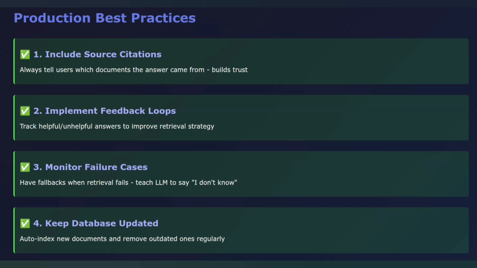3. Monitor for failure cases. Sometimes retrieval returns irrelevant documents. Have fallback strategies, like asking the LLM to say, "I don't have enough information," instead of hallucinating. 4. Keep your vector database updated. Set up pipelines to automatically index new documents and remove outdated ones.